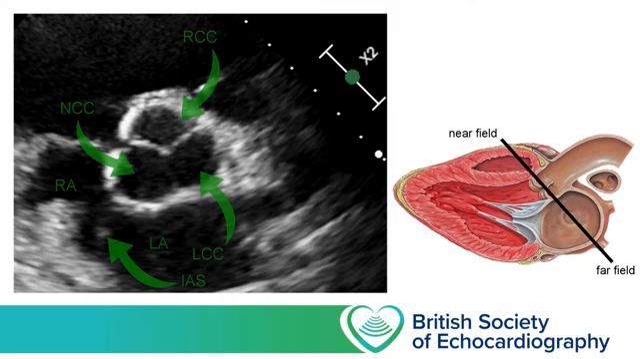It can be quite easy to get muddled between the left and non-coronary cusps, and a saying that may help you distinguish between the two is that the non-coronary cusp sits on the fence, where the fence here is the interatrial septum, clearly seen in this view.